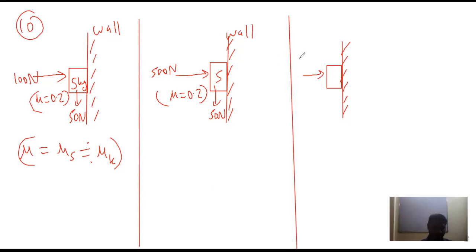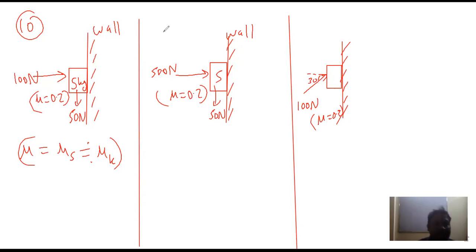Again, I have applied force. In this case, applied force is at an angle, 100 Newton, making 30 degree with the horizontal. Mu is given as 0.2 between wall and the block. These are the three cases. We have to find the magnitude of friction here. Let us first see what is the value of friction.